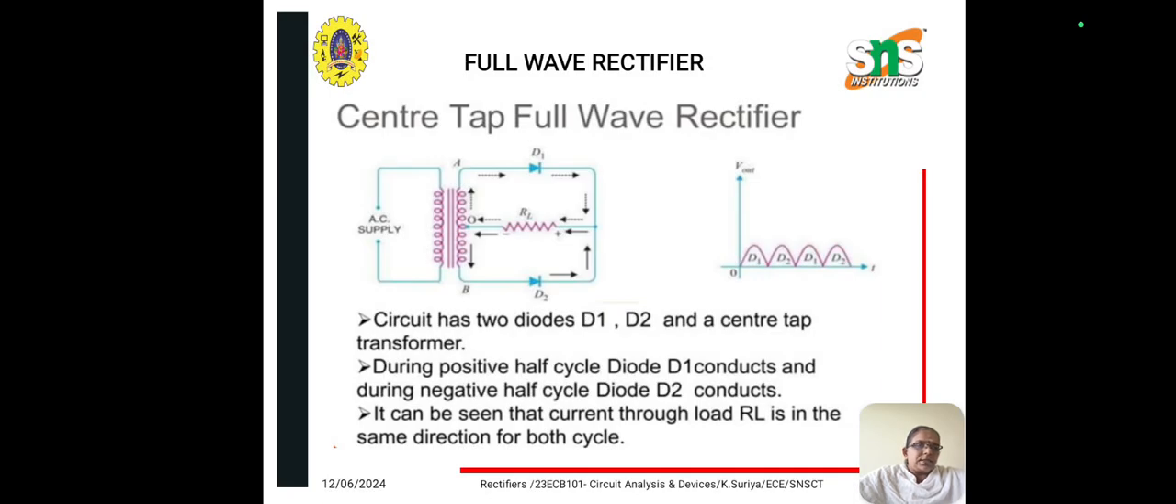This is the center tapped full wave rectifier. In full wave rectifiers we have two types, center tap and bridge rectifier. This is a diagram of a center tapped rectifier. Here we have two diodes D1 and D2 and a center tapped transformer as shown. During the positive half cycle, diode D1 conducts, and during the negative half cycle, D2 conducts. It can be seen that the current through RL is in the same direction for both cycles.